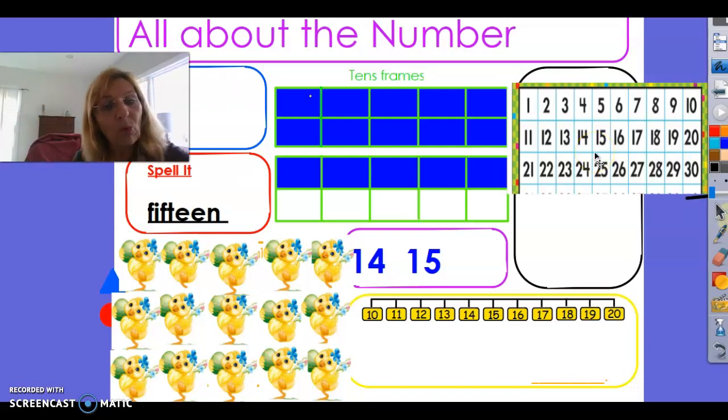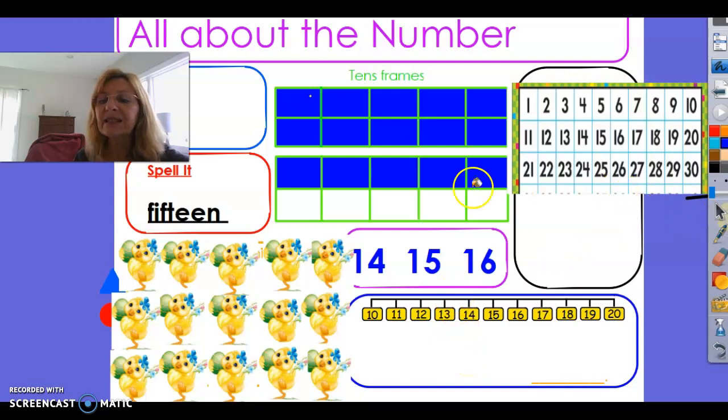Now, what about one more? If I'm at 15, what is 1 more than 15? Can you find it here? I'll give you a second. What did you say? Beautiful. I hope you said 16. 1 more than 15 is 16. And if I wanted to, I could do it on the 10 frame. Remember, this is 10. So if you want, you can keep counting from there and go 10, 11, 12, 13, 14, 15, and 1 more would be 16.